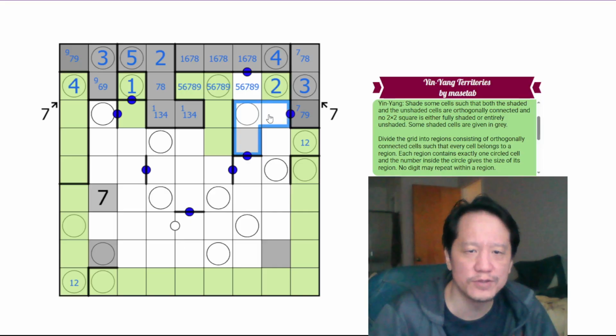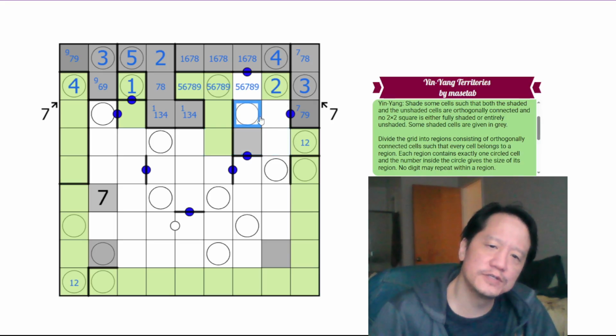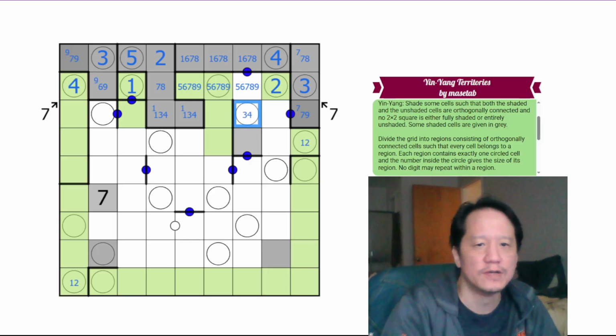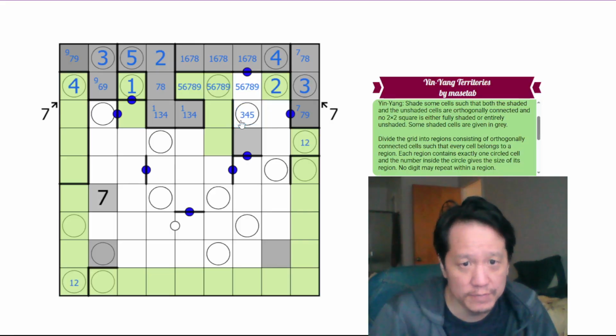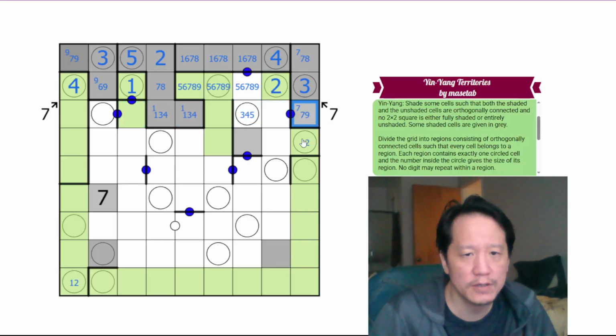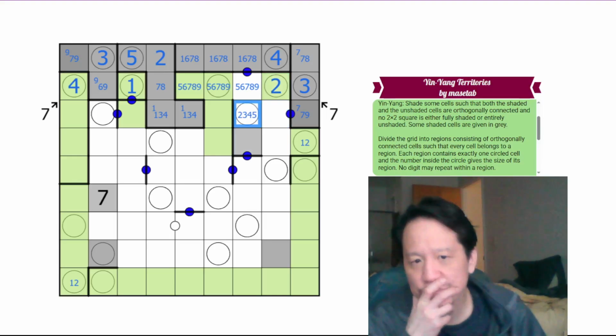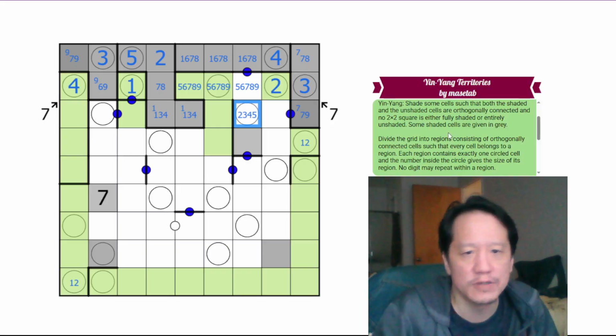It could be up to 3. So this... If this is unshaded... If it's shaded, it has to be 3, 4, 5. Right? If it's unshaded, it cannot be 1. This would have to necessarily go here. This would be 2. So this would have to be 2 then also, if it's unshaded. But that doesn't work.